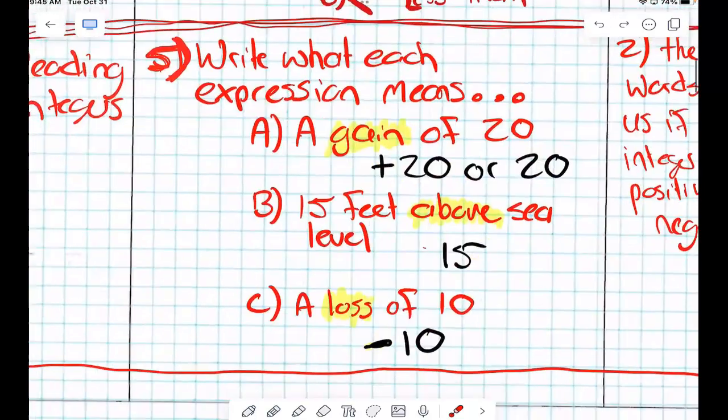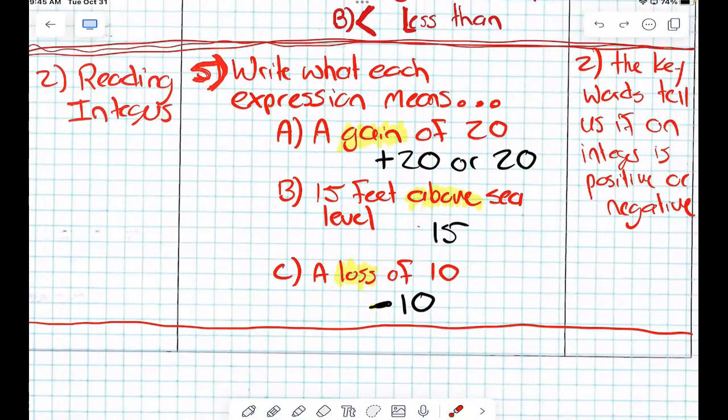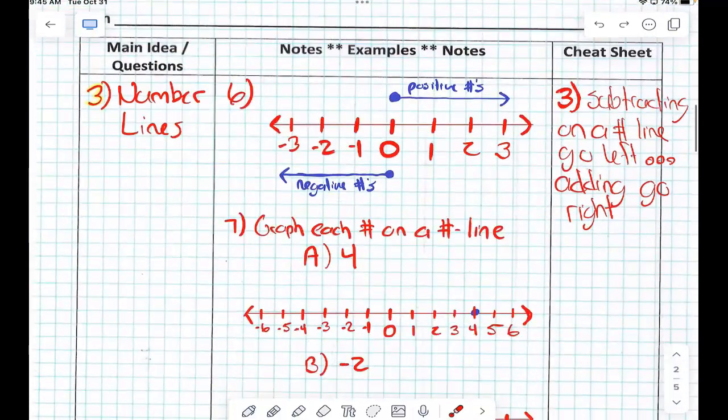All right. Number 2, we're talking about reading integers. See this word? What do we call those kinds of words? Do they tell you if a number is going to be negative or positive? Yeah, you just got to know what they mean. Awesome. Next main idea, number lines.